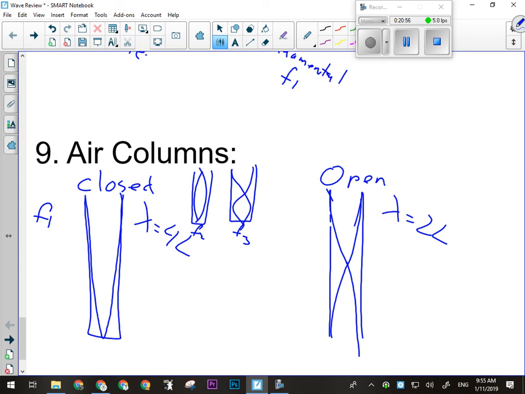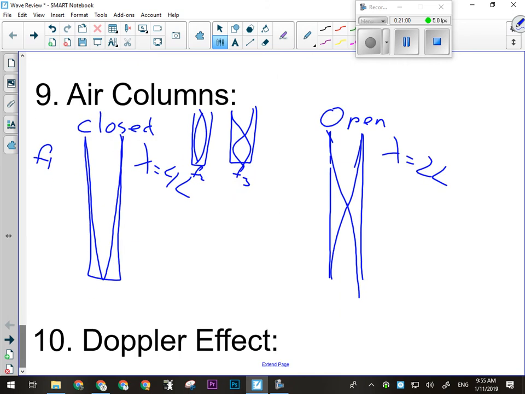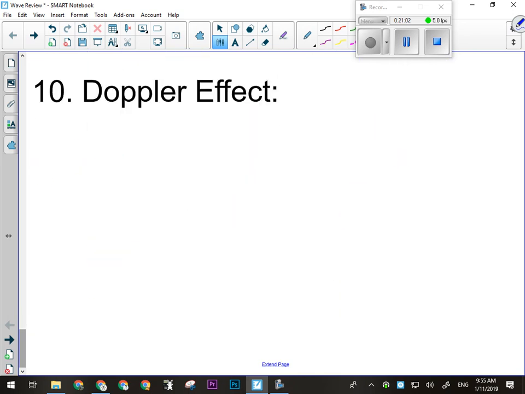Okay, questions on the air columns? Right. And then Doppler effect. We talked about that yesterday. Didn't seem to give us too much trouble. Expect that there's going to be a Doppler effect problem in the written response, and probably 1 or 2 multiple choice questions about Doppler effect. What it is and kind of how it happens.